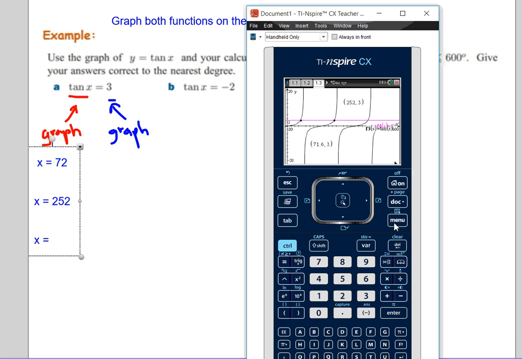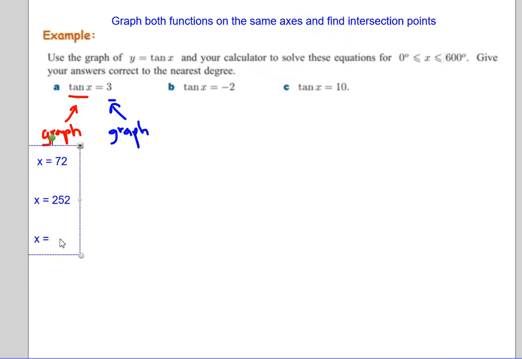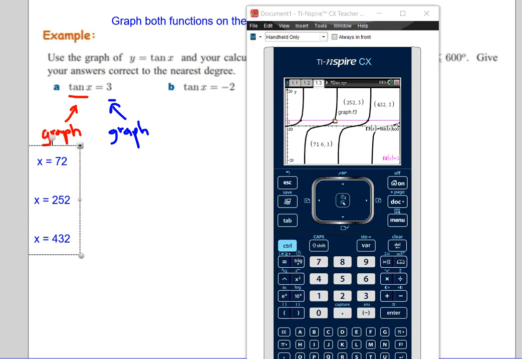Menu, analyze graph, intersection, there it is, 432 degrees. And as you can see, there's only 3. The other one here, it's beyond, it's out this way. You can always check, but turns out there's only 3 degree answers.